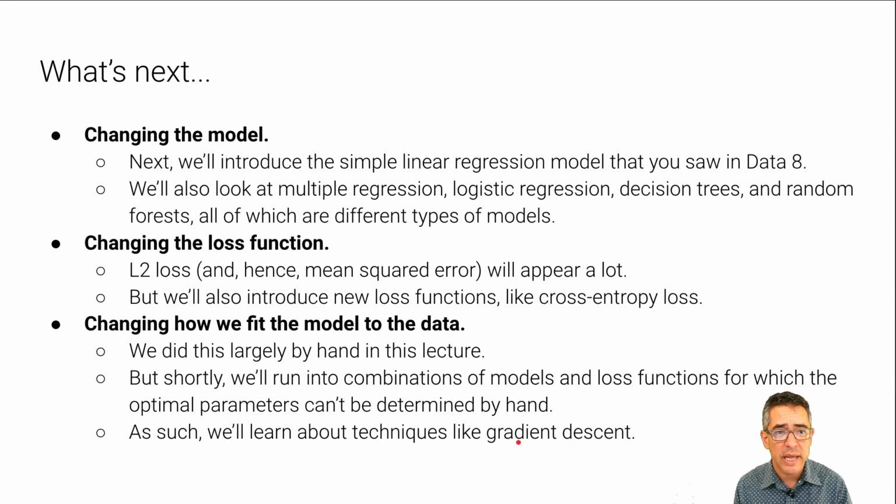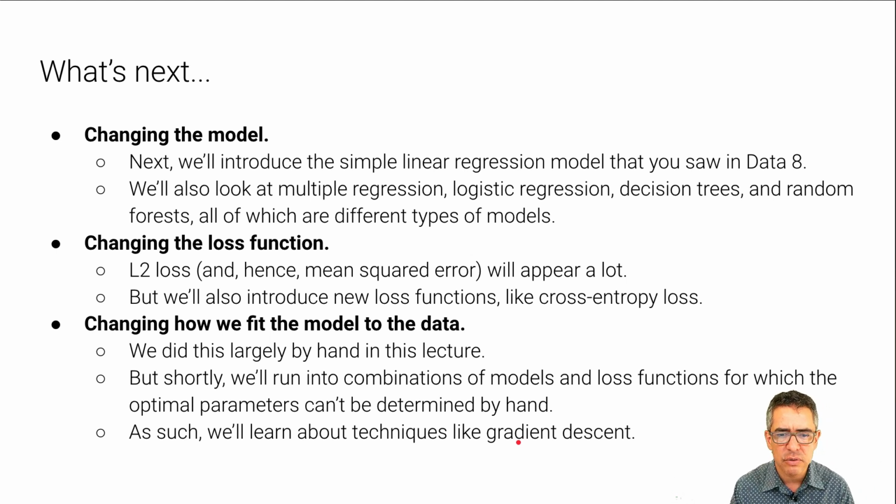Now, in the next few lectures, what we will do is keep the same framework we just covered today, but go beyond the very simplistic constant model. We're going to introduce the simple linear regression model that you already have seen in Data 8, but we will look at it in a more complex setting, and we will also look at other kinds of models, such as multiple regression, logistic regression, decision trees, and random forests, which will come later. And we will also introduce other loss functions beyond the L2.